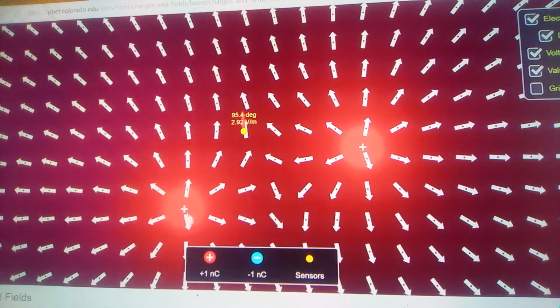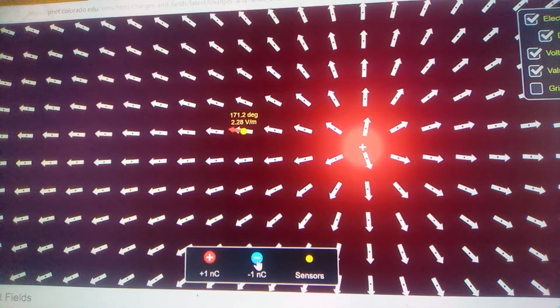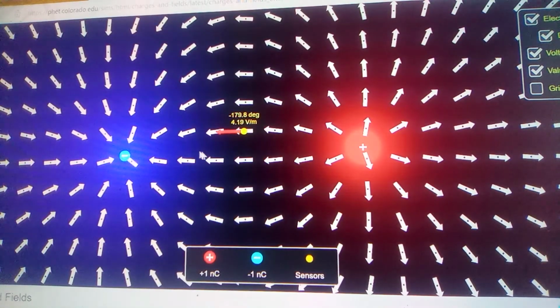If we change and have unlike charges, positive and negative, now we see that they attract between them, so there is no neutral point between these two charges. This is what happens between charges of different types.